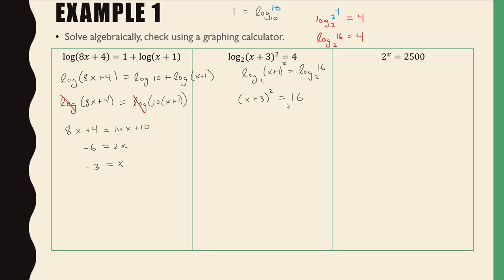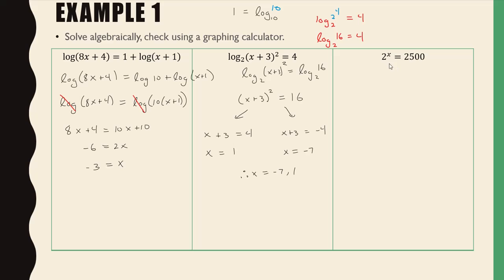A couple of different ways we can do this. I can either expand this, and then I'm going to have to factor it, or I could just square root both sides. So I'm going to choose to square root both sides, but we are going to get two separate things happening here because it's going to be plus or minus 4. So x + 3 equals positive 4, and then x + 3 equals negative 4. So therefore I get x equals 1 and x equals negative 7. So therefore we get two answers.